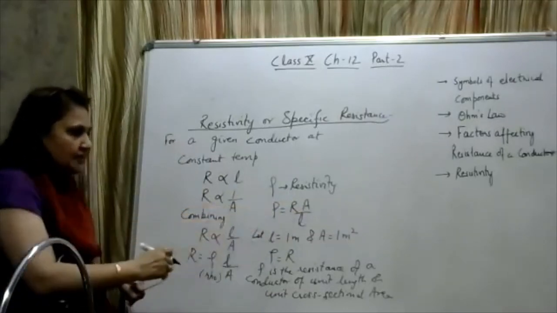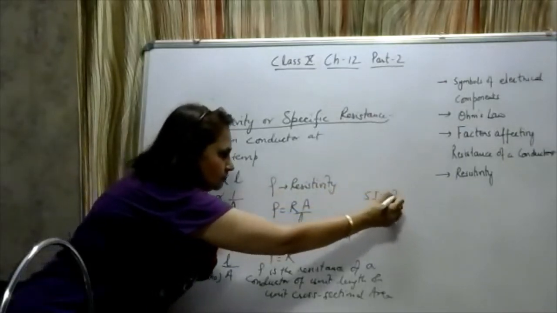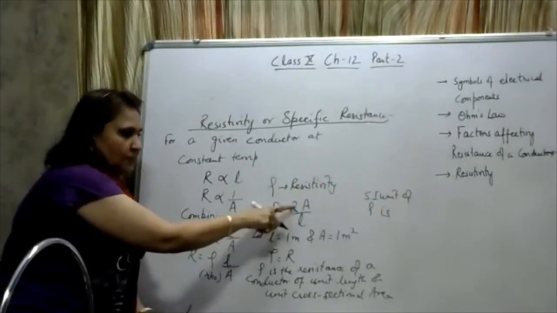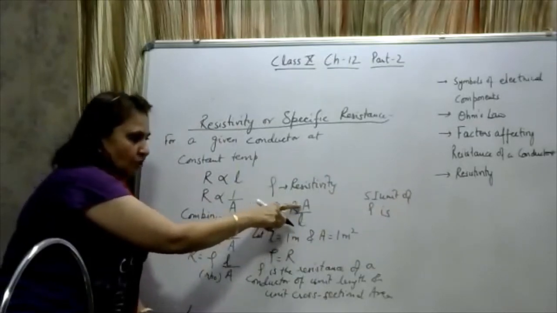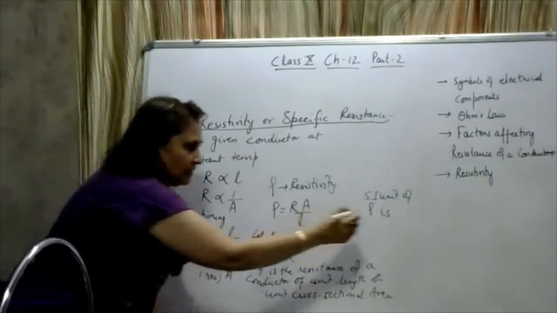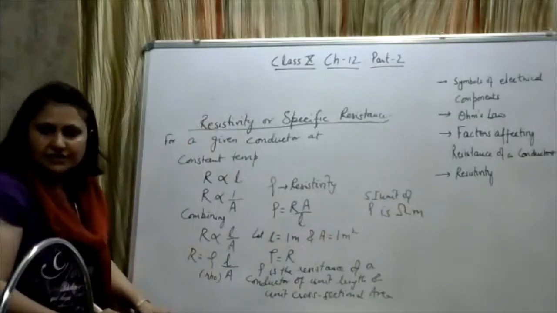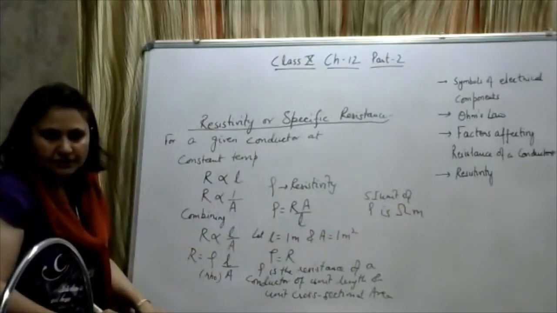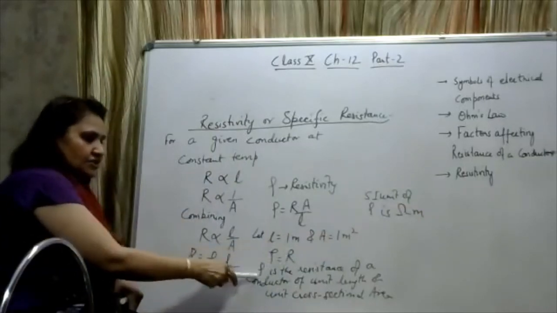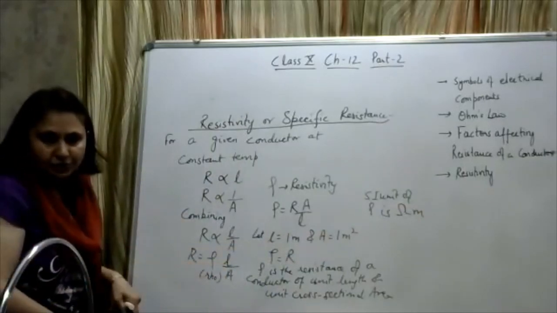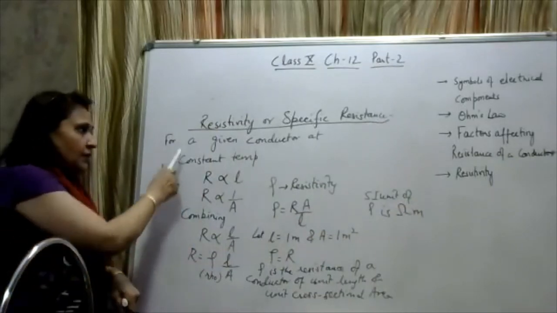From here, we'll find out its SI unit. The unit of resistance is ohm, area is meter square, and the length is meter. So ohm into meter square upon meter, it is ohm into meter. So the SI unit of resistivity is ohm into meter. Okay, so how do we define resistivity? It is the resistance of a conductor of unit length and unit cross-sectional area, and its unit is ohm into meter.